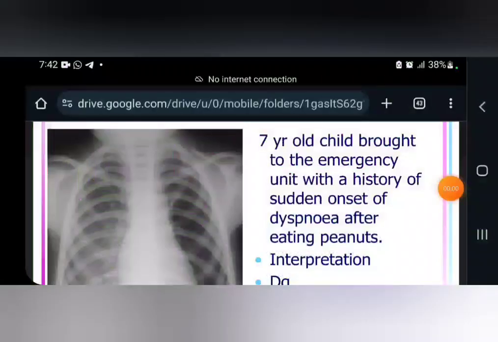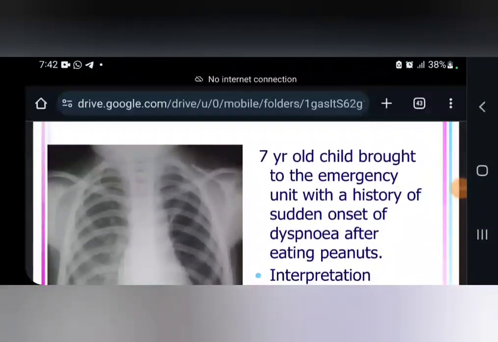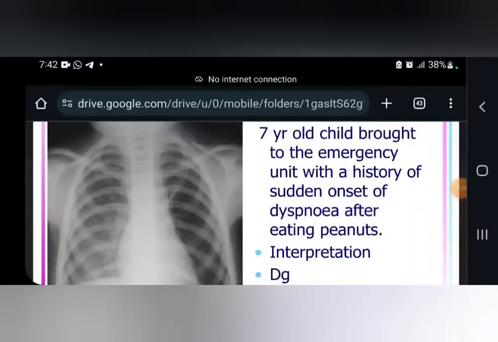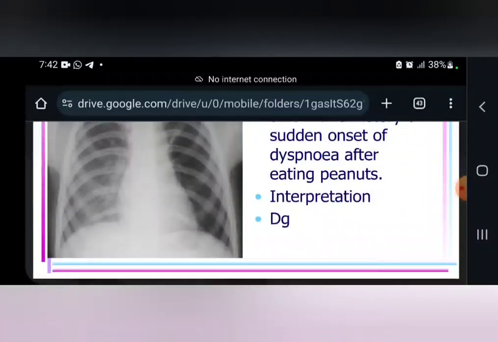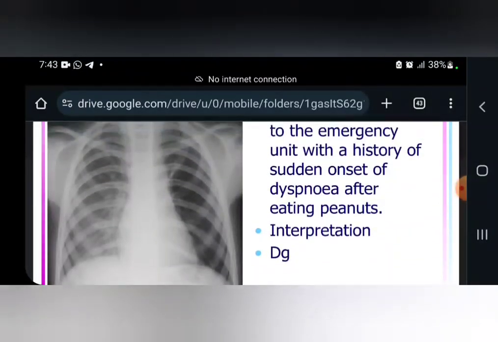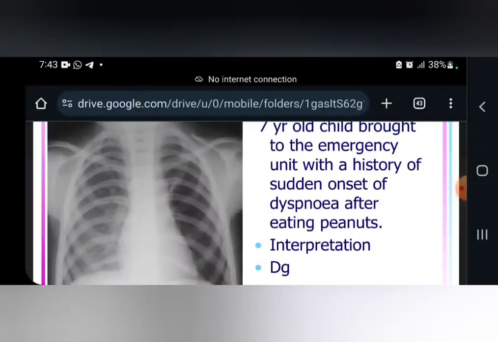Thanks very much. Now, the next question is case 4. You have a 7-year-old child that is brought to the emergency unit with a history of sudden onset dyspnea after eating peanut. Every time you hear sudden onset dyspnea after eating, particularly in a child, you think of an aspiration.